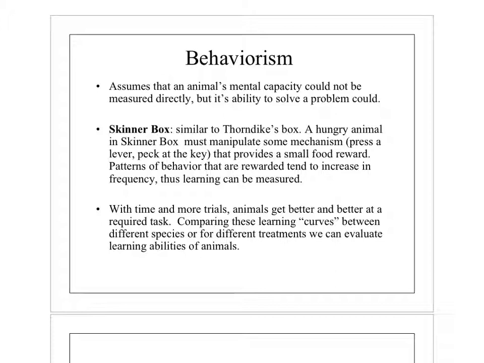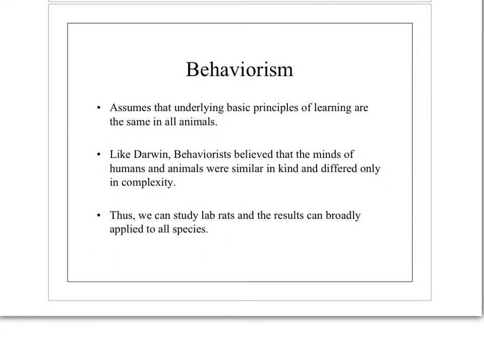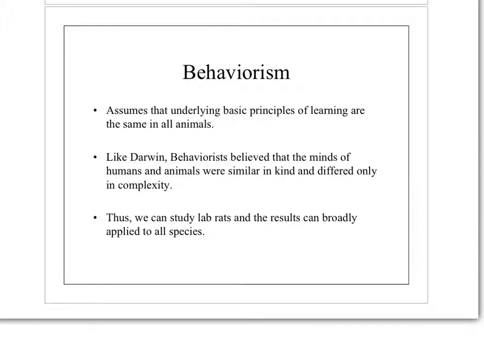So they provide a small food reward, patterns of behavior that are rewarded tend to increase in frequency, and so you can actually measure learning. And animals get better and better at it until, usually there's an asymptotic curve where they get to a certain point and they really don't get any better after that. So it assumes, of course, this is an assumption that it made, and they never tested this assumption properly, by the way, that the basic principles of learning are the same in all animals.